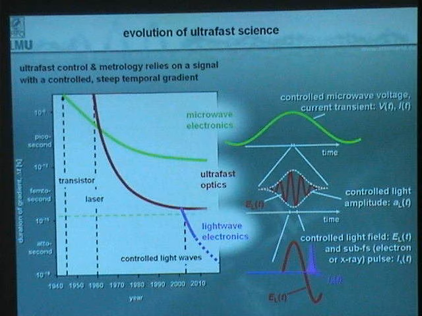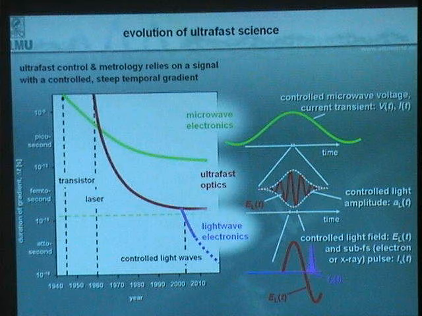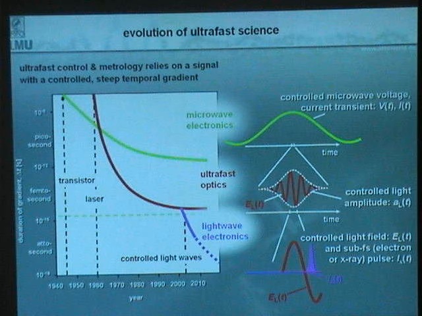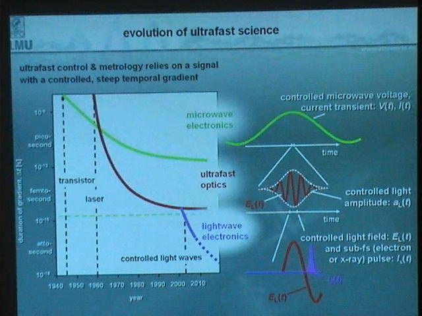With the advent of controlled light waves, and I'm going to address this in a little more detail in just a few minutes, a new signal gradient became available for both control and measurement. A signal gradient that varies on a sub-femtosecond scale, and it is originating directly from the very fast variation of the electric field of visible or near infrared light.